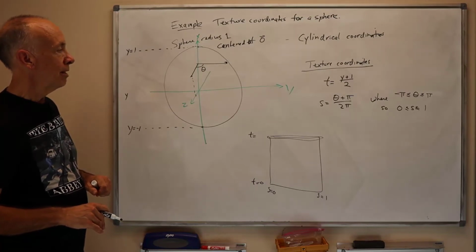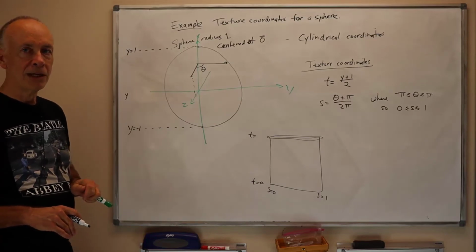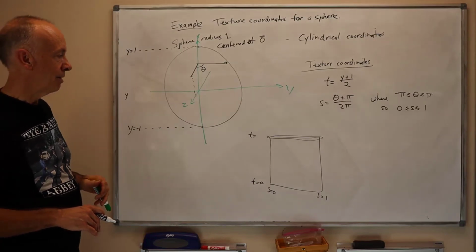We will see another way to map texture coordinates to spheres when we get to environment maps, but that'll involve multiple images and a different type of distortion.